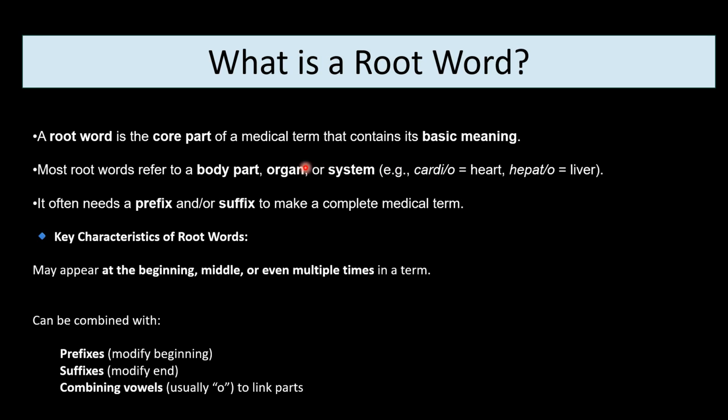Okay, next is, most root words refer to a body part, organ, or system. For example, cardio is a root word which denotes heart. Hepato is also a root word which denotes liver. That is why we say that most of the time a root word refers to a body part, organ, or system. We will see the most popularly used root words, and there you will relate that to this statement. Okay, alright.